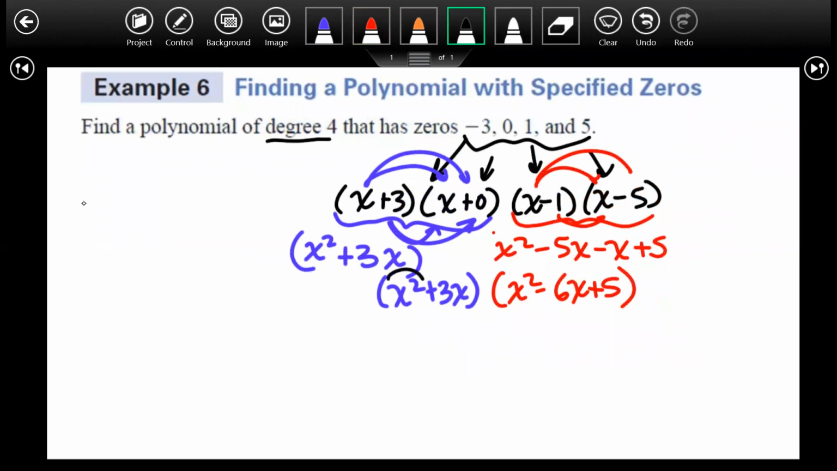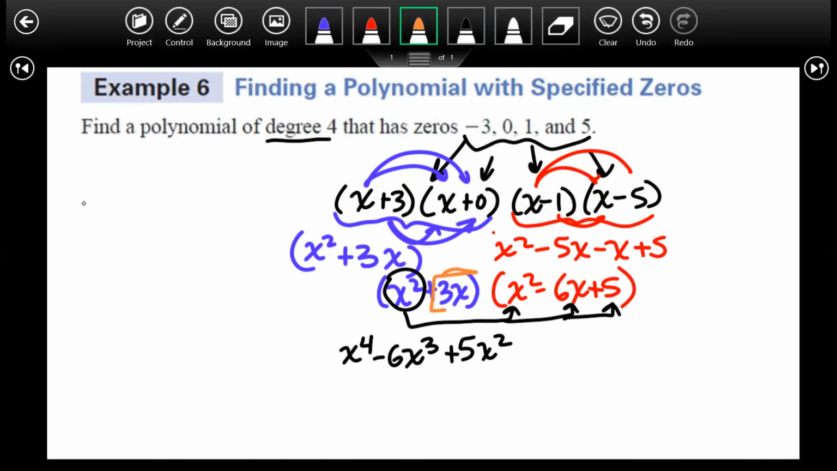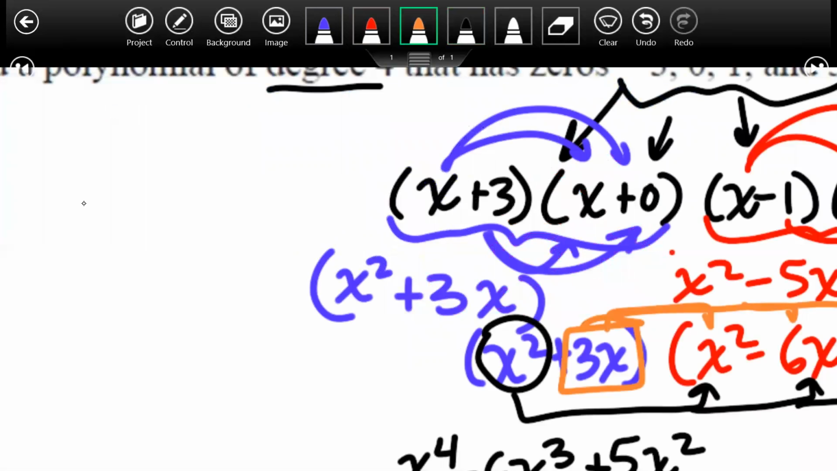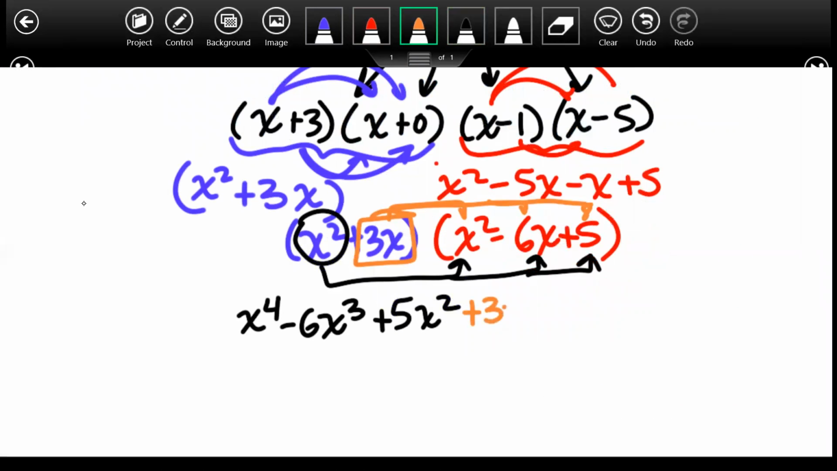I'm going to multiply all my first terms here by each term underneath. So this will give me x to the 4th minus 6x cubed plus 5x squared. Then we would do our last one here, our 3x, by every term as well. And that would be our remainder. So we get plus 3x squared, or 3x cubed, sorry, minus 18x squared plus 15x.